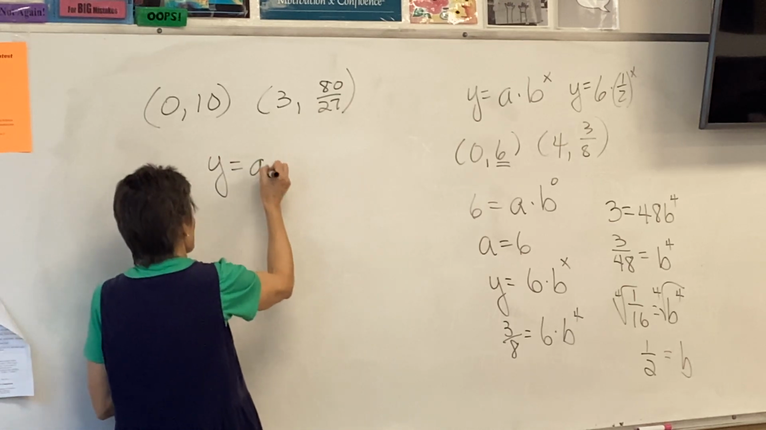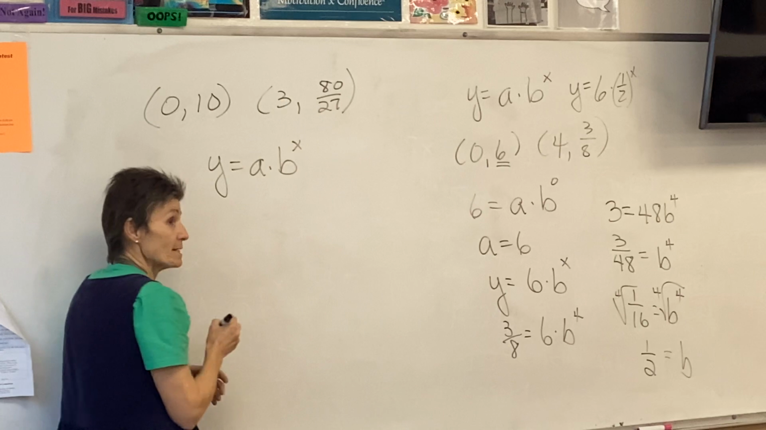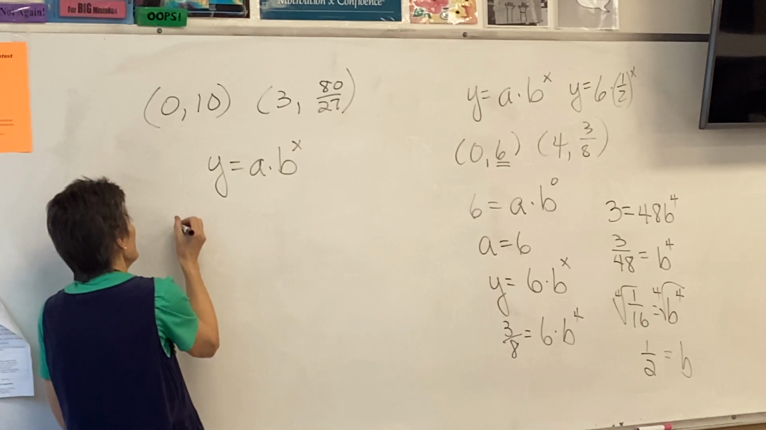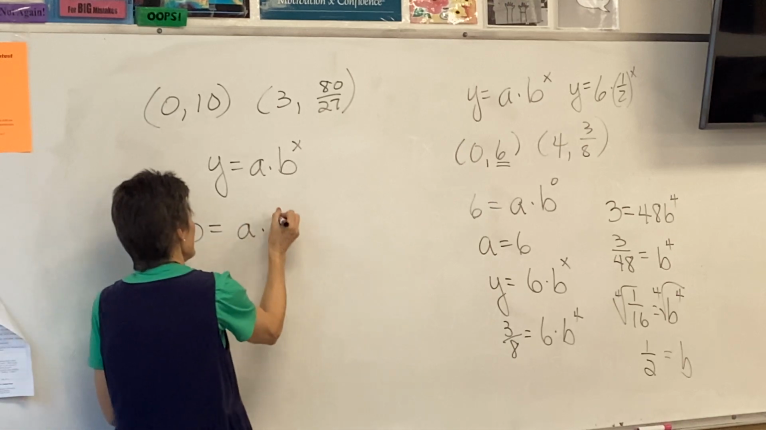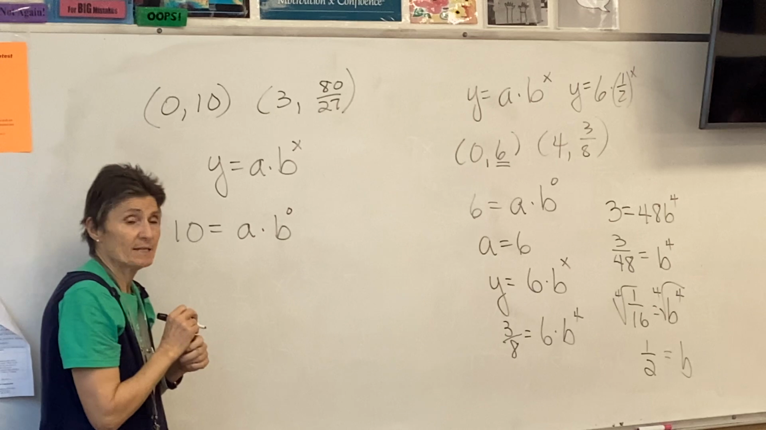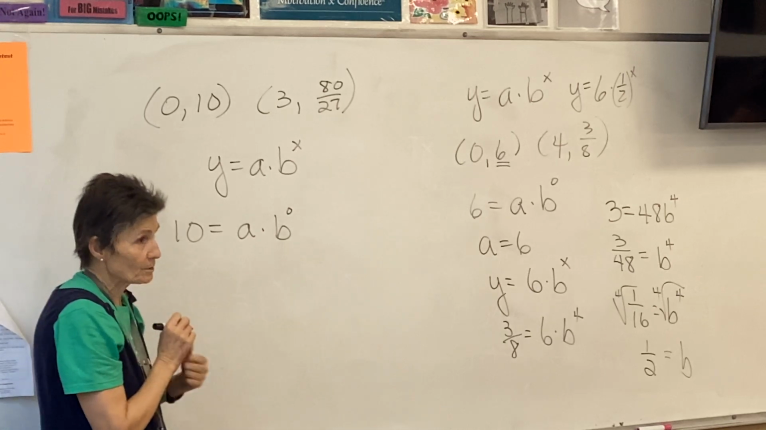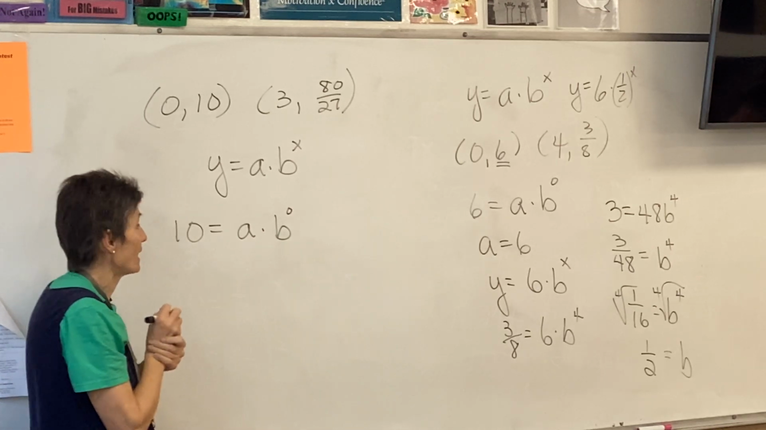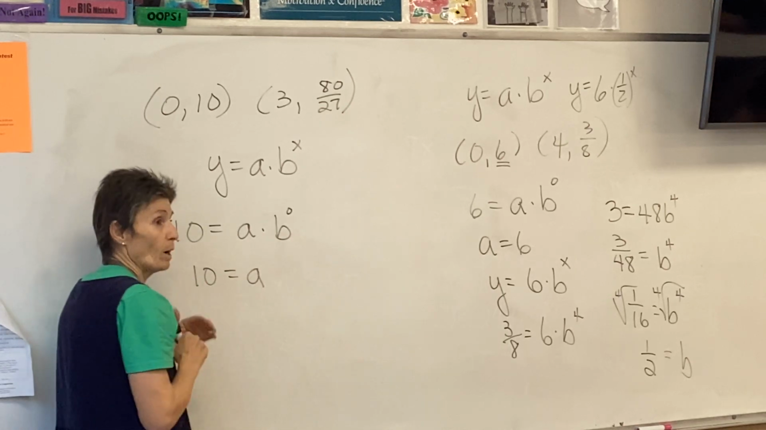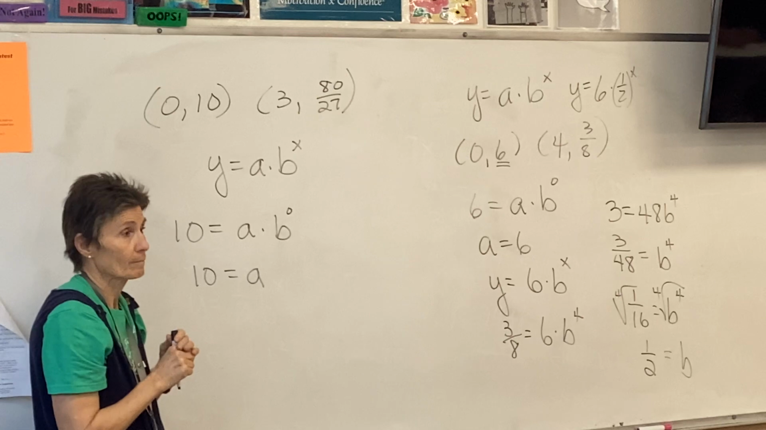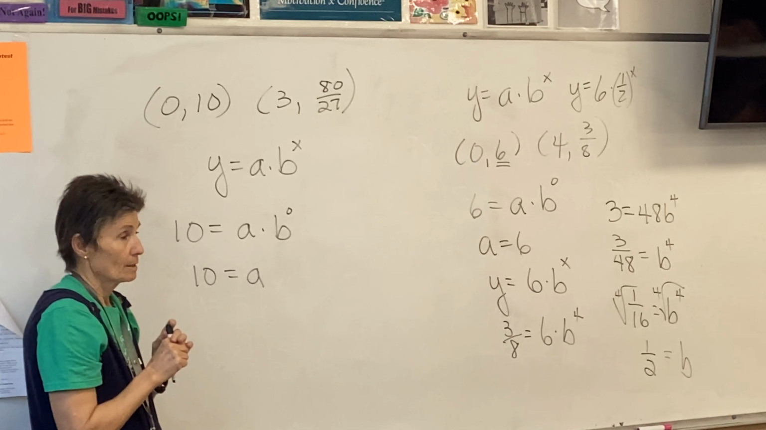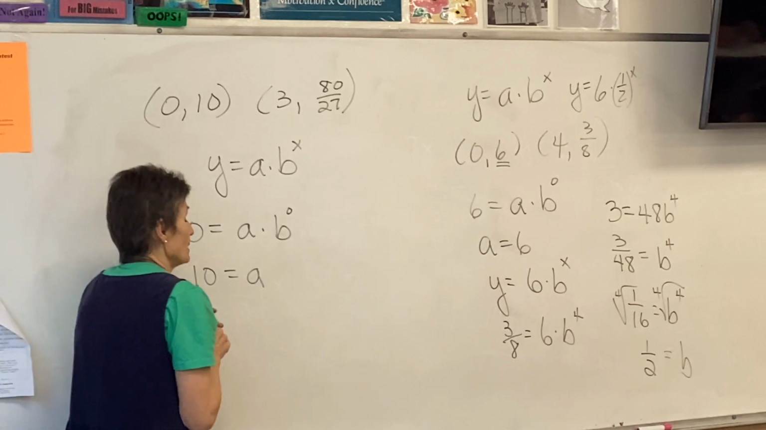I am not going to shortcut this. I know what my A is going to be. What is my A going to be? 10. I'm going to go ahead and work it out. So 10 equals A times B to the 0. You don't have to do this. I'm the teacher, so I do it all. You know A is going to be 10. Sure enough, it is, right? Because that's 1.